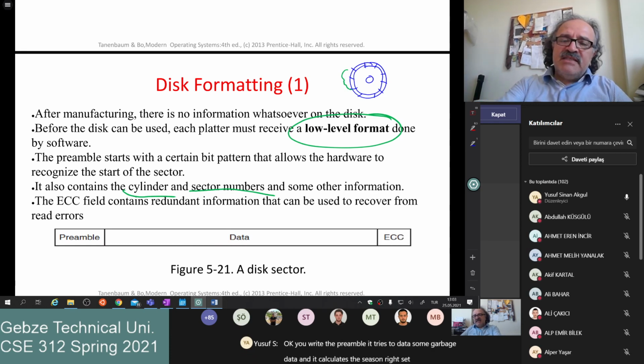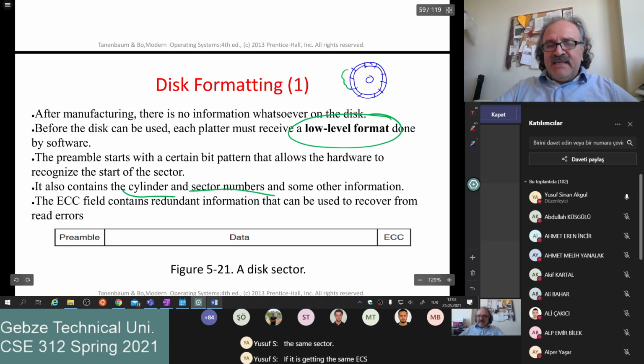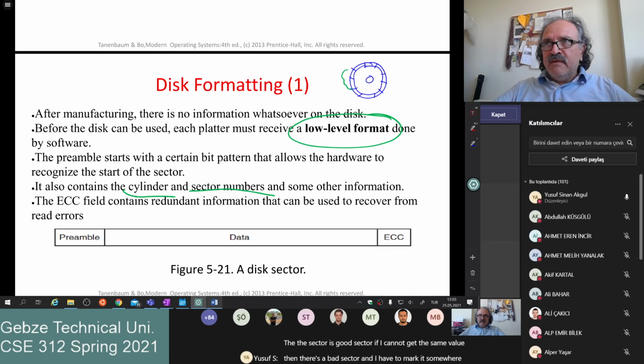Then it reads the same sector. If it is getting the same ECC value, then that means that sector is a good sector. If I cannot get the same value, then that's a bad sector, and I have to mark it somewhere. This is called low-level formatting. Why do we call this low-level formatting?